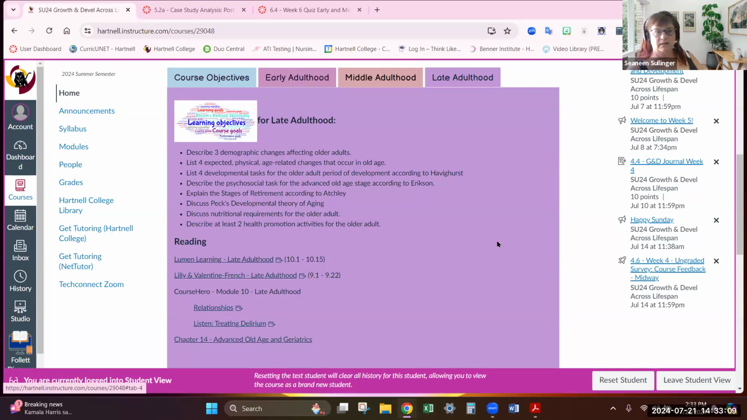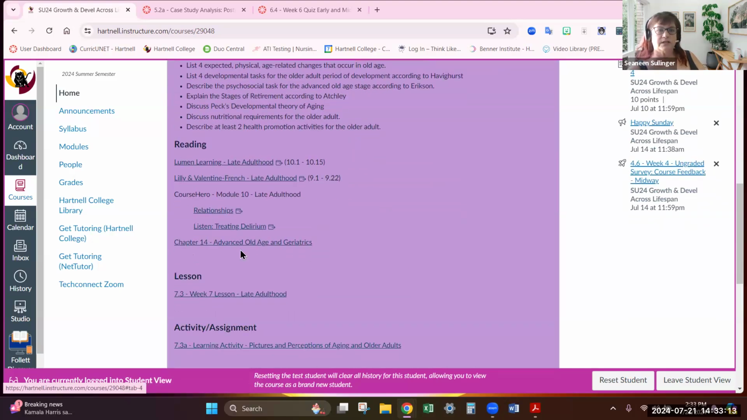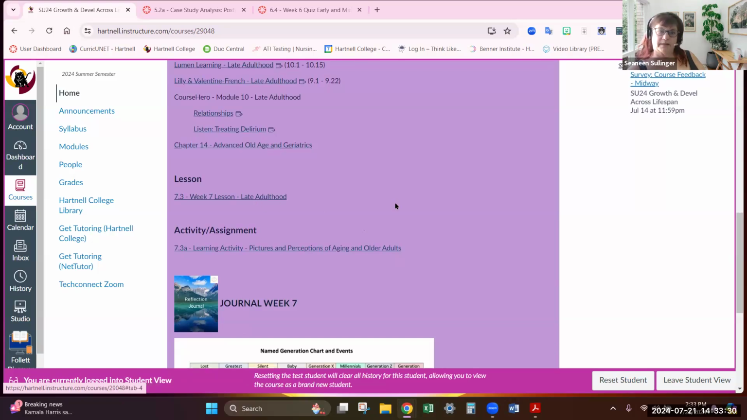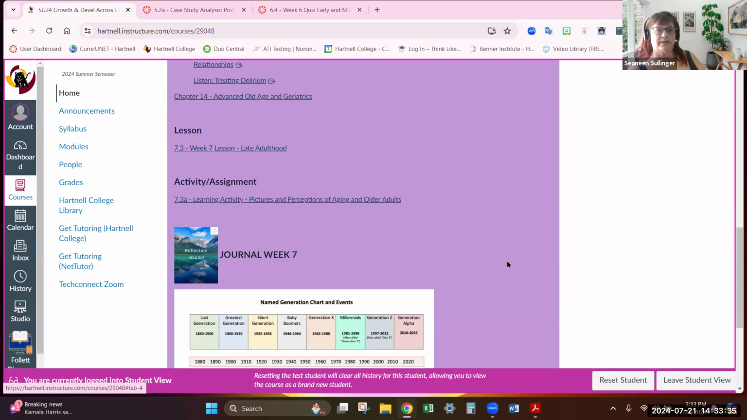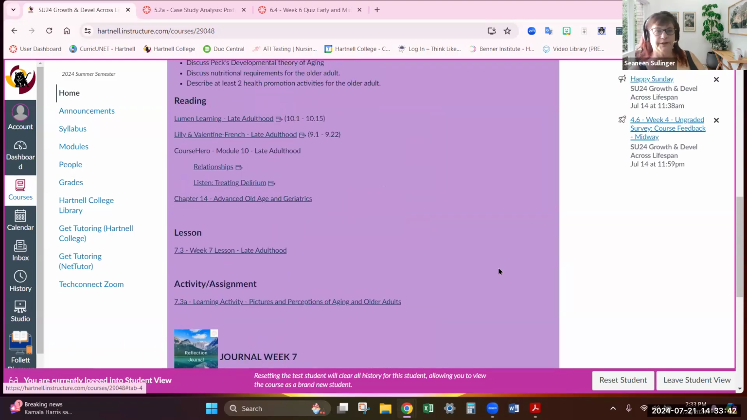And then your reading is here. This chapter 14 is from another book that I've used to teach in the past that talks about advanced old age. It's got a lot of really good information, so I think that's a good one to read, which is why I included that. And the lesson, which we will come back to in a second. There's your activity, which was gone over in the overview video, as well as your journal entry, one journal entry for this particular lesson. And there you go.